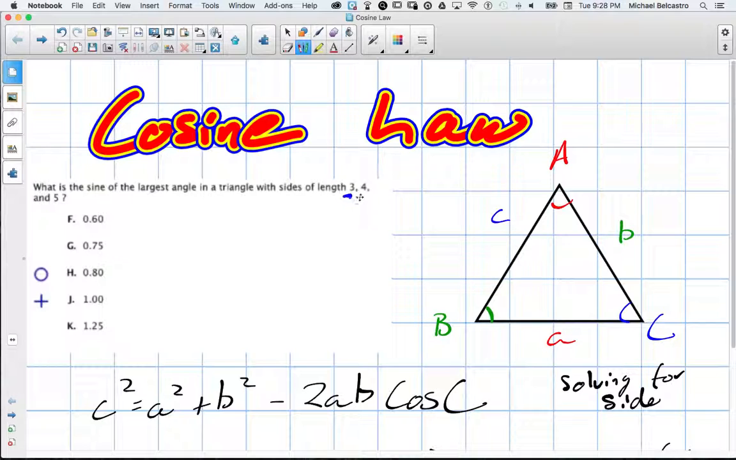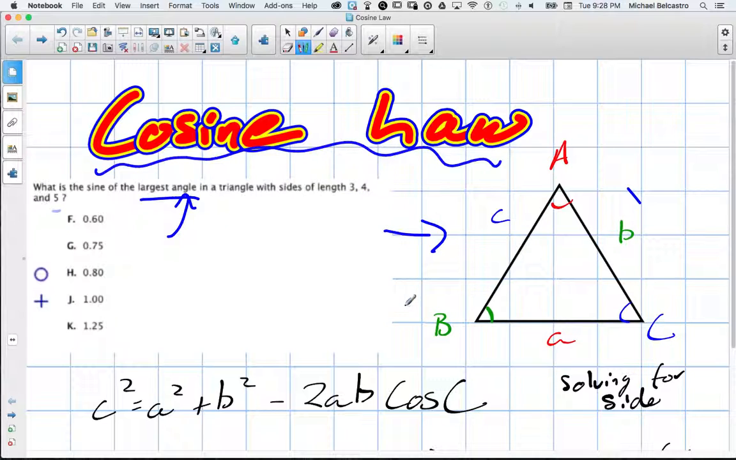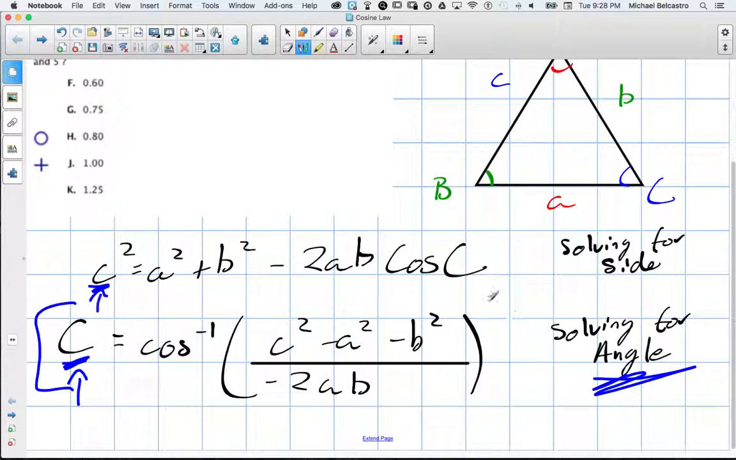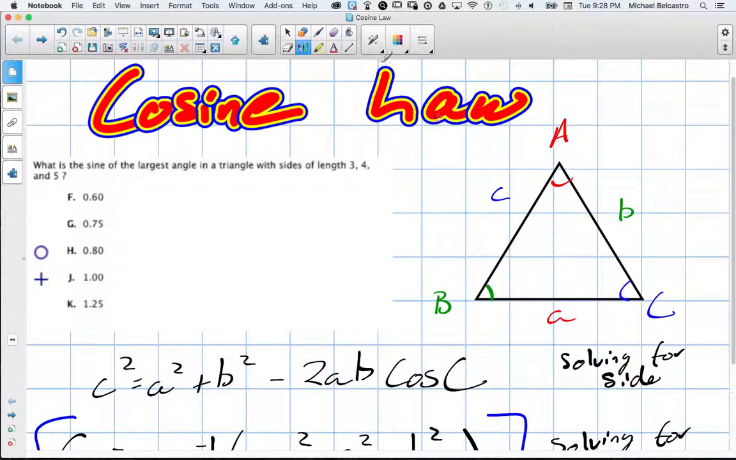But assuming we don't, if we only know side lengths, then we need to use cosine law to find out the largest angle in the triangle. And if this is how we've named our triangle, then we're going to be using these equations, or at least one of them. In these specific equations I've used, I've called side C the side we're looking for. So if we're finding a side, this is the C we're looking for. If we're finding the angle, this is the C we're looking for. Because we're looking for the angle, this is the equation we're going to be working with, which means I need to name, or measure, our sides.